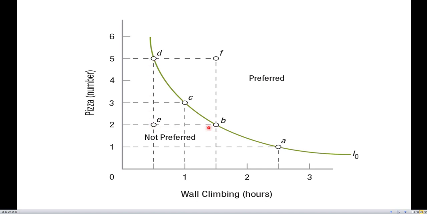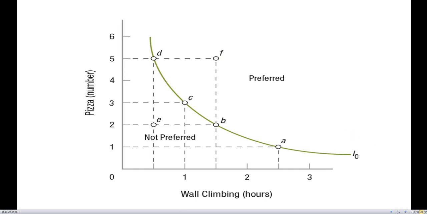Same thing in terms of B. At point B, you have the same amount of pizza, but more hours of wall climbing, so you have more of one of these goods, so therefore combination B has to give you more utility. So anywhere to the left of this indifference curve, these are combinations of goods that are going to give you less utility and therefore are considered not preferred. Something like F, on the other hand, is going to be considered a preferred combination because you have more of at least one of these goods. So anywhere to the right or away from the indifference curve that we have right here are preferred bundles, and they will give you more utility.